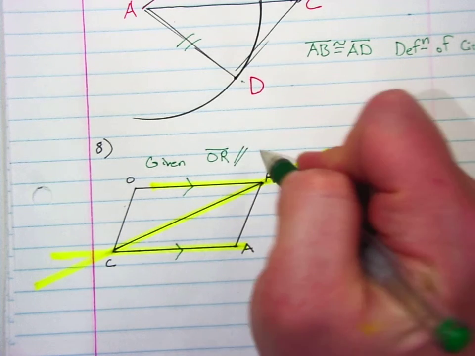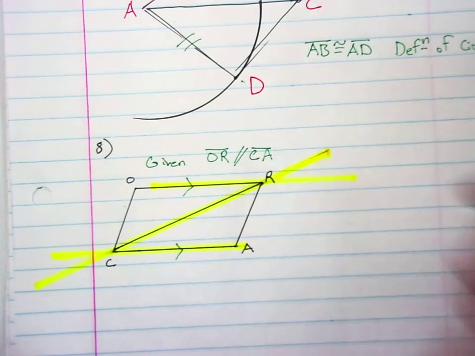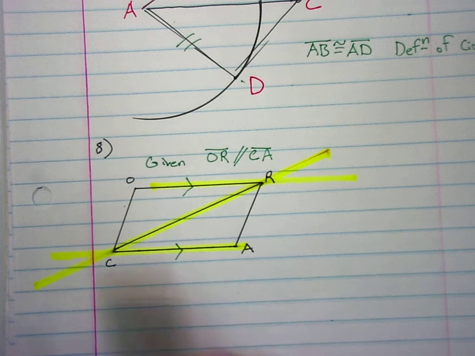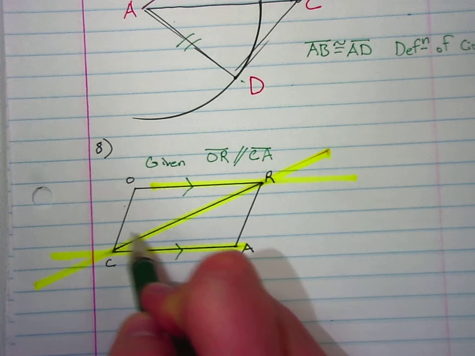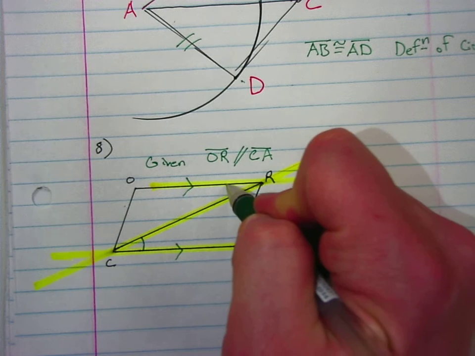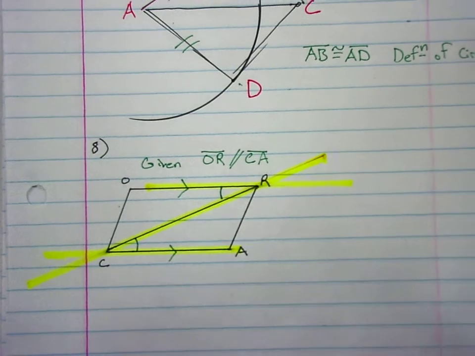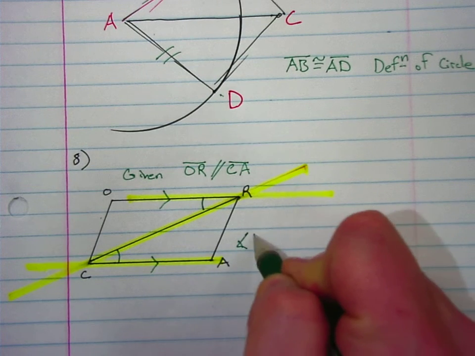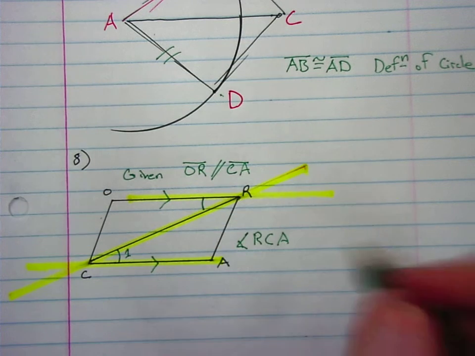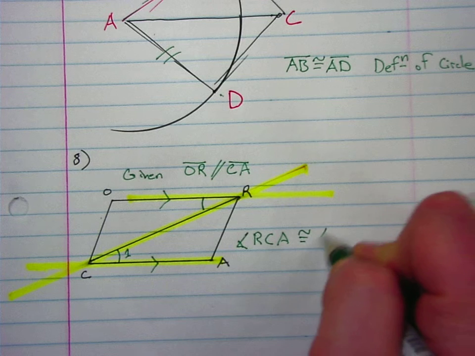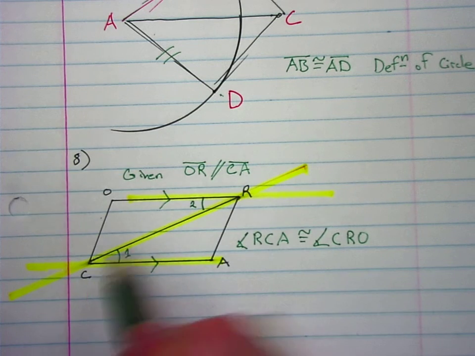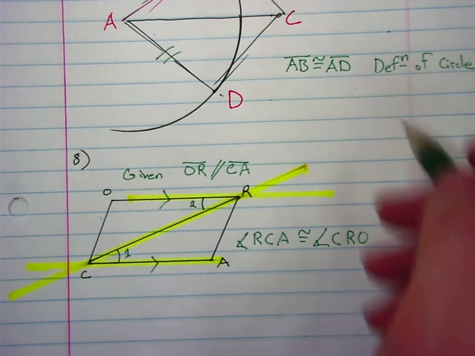So I can't say anything about this angle and this angle, but I can say that this angle and that angle are congruent. So I can say that angle RCA, this one right here, call it angle 1, is congruent to angle CRO, right up there, angle 2. Why can I say that? Because if I have parallel lines, then alternate interior angles must be congruent.